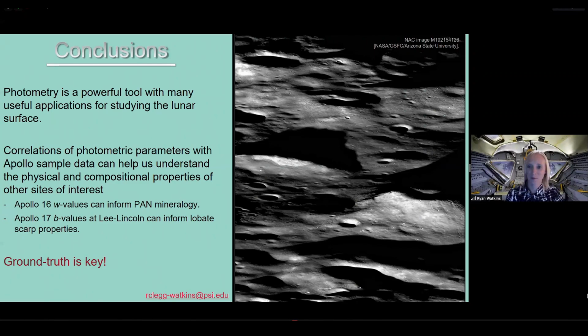So just to conclude, I hope I've convinced you that photometry is a very powerful tool that has many useful applications for studying the lunar surface. Correlating photometric parameters with Apollo sample data is really useful for helping us understand physical and compositional properties of areas of interest. And here I've just listed examples like using single scattering albedos from Apollo 16 can inform pan mineralogy, or Apollo 17 B values at different areas, such as maybe the Lee Lincoln Scarp, can inform Lobate Scarp properties, and much, much more. But really ground truth is key. So we really need more samples to bring back so we can correlate with remote sensing data. With that, I'll thank you.